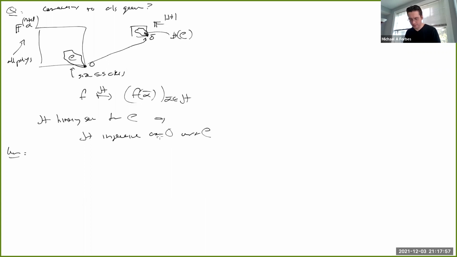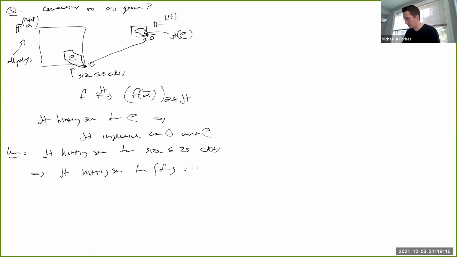Preserving injectivity at 0 maybe doesn't seem interesting, but we can amplify this as follows. Suppose that H is a hitting set for size at most 2S circuits. Then H is a hitting set for F minus G, where F and G are size at most S, because F minus G is size at most 2S. If you hit all the differences, then H is injective as a map, thinking of it as this dimension reduction map. This map is injective on size at most S circuits.